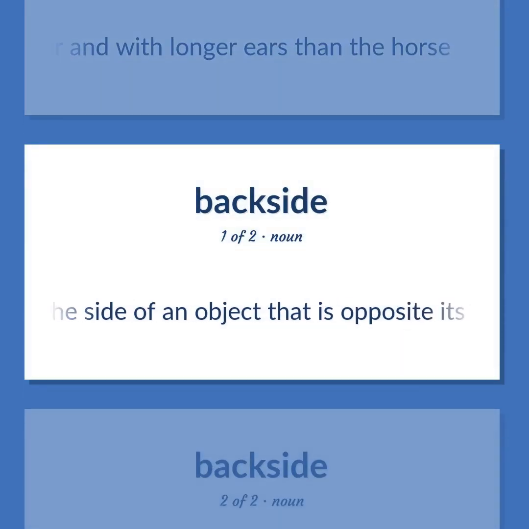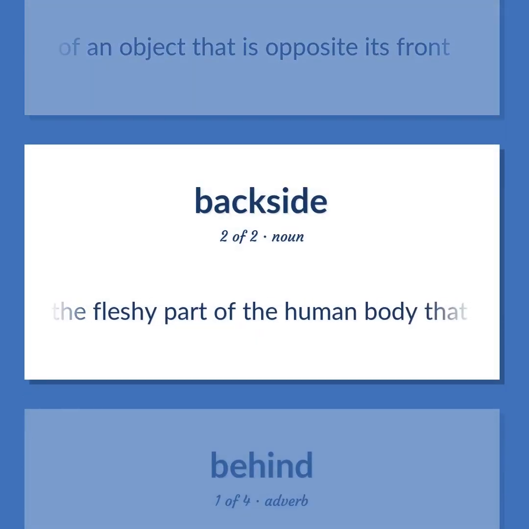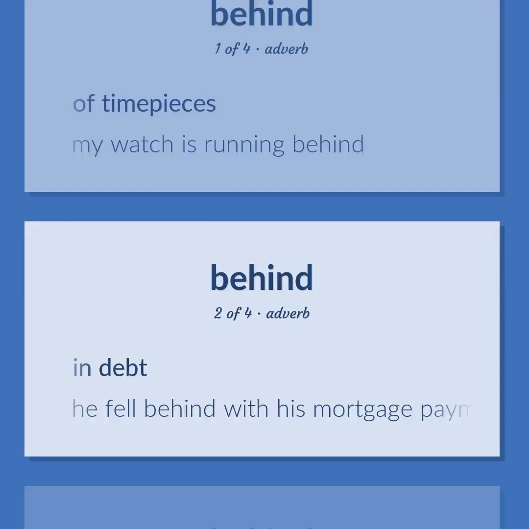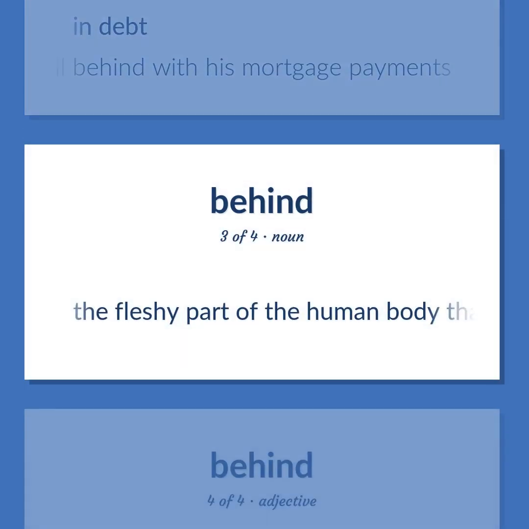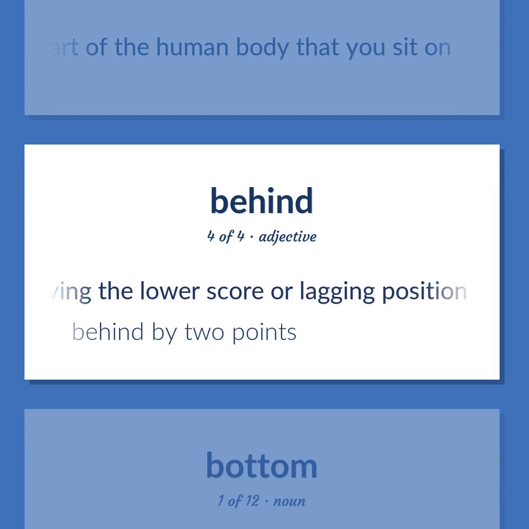The side of an object that is opposite its front. Of timepieces. My watch is running behind. In debt. He fell behind with his mortgage payments. Having the lower score or lagging position in a contest. Behind by 2 points.